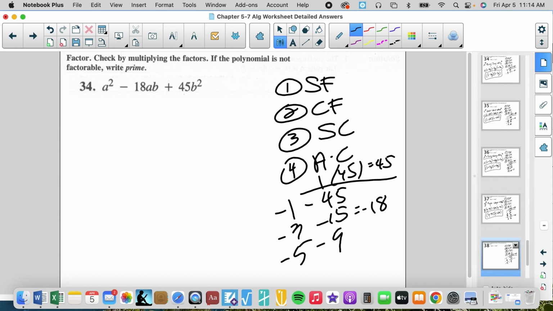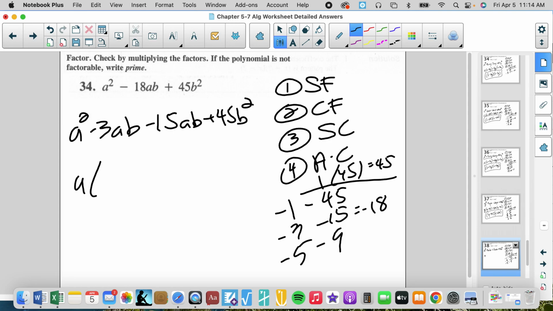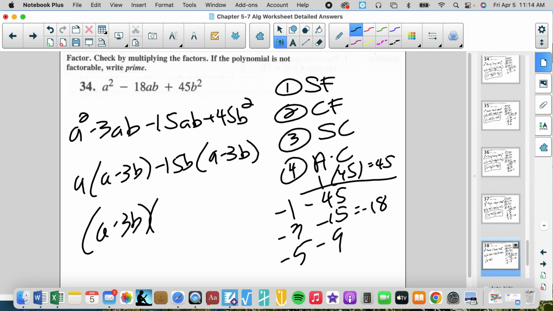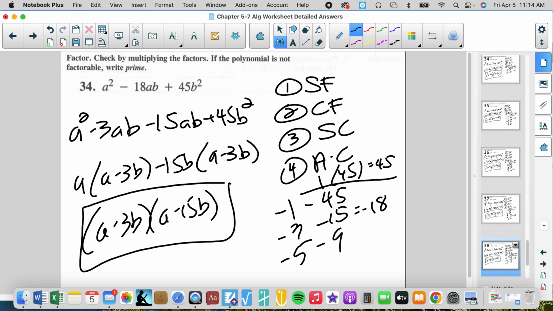Negative 18. A squared minus 3ab minus 15ab plus 45b squared. A minus 3b, negative 15b, A minus 3b. A minus 3b times A minus 15b.